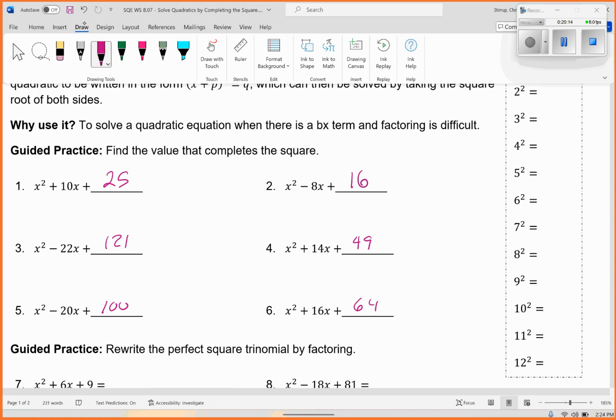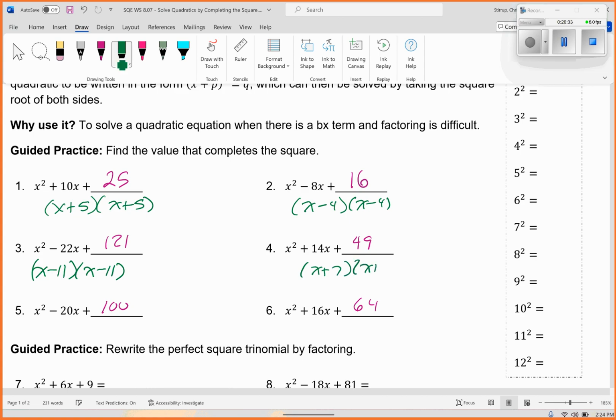Okay. By doing this, my friends, each one of these would have become this, x plus 5, x plus 5, if I factored it. This would be x minus 4. This becomes x minus 11, x minus 11. This factors to x plus 7, x plus 7. This one factors to x minus 10, x minus 10. This one factors to x plus 8, x plus 8. Friends, what do you notice about these green answers?